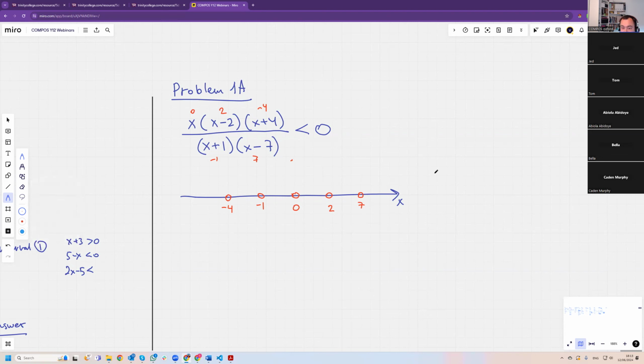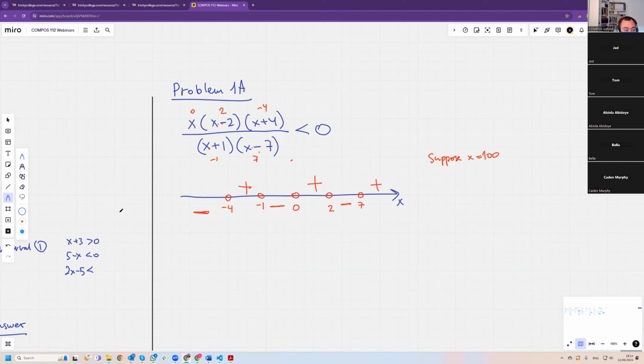Above 7, suppose x is 100, so something really large. If x is 100, this is positive, positive, positive, positive, positive. So all of them are positive, and that means the whole fraction is positive. If x is between 2 and 7, everything except this one is positive. Therefore, the whole fraction is negative. Between 0 and 2, this is negative, this is negative. Therefore, the whole thing is positive.